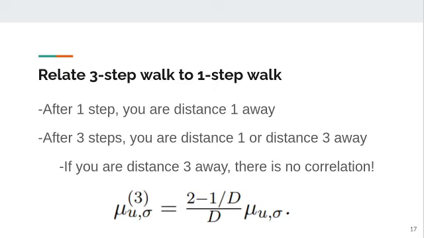So this is the key point here: you can relate walks that travel too far and have 0 correlation, and walks that travel really close, and distance 1 is the thing we're looking for.